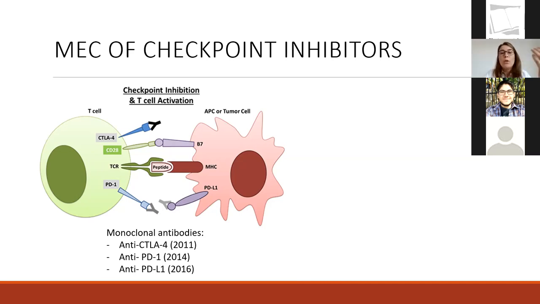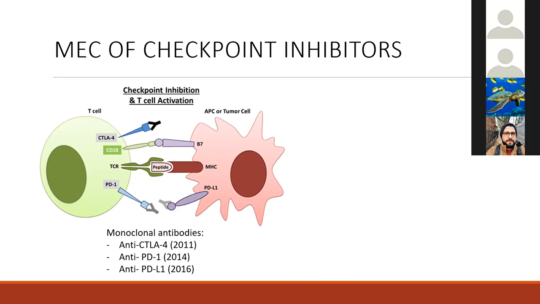Okay, so in order of approval, CTLA-4 came to the market in 2011, and the commercial name of the CTLA-4 drug is ipilimumab, the molecule that I showed you in the previous slide. Then PD-1 in 2014. Now we have three drugs in the market which target PD-1, and four drugs targeting PD-L1. So those drugs are great.